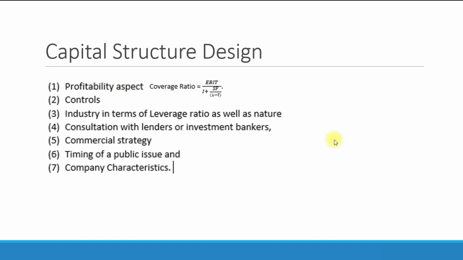The first consideration for profitability is the EBIT-EPS analysis, which we have discussed earlier. EPS, as explained, shows the value of the firm in terms of earnings from one share at different levels of EBIT, or earnings before interest and tax. Another aspect is the coverage ratio, given by this equation: EBIT divided by I plus SF/(1 minus T). Like EBIT-EPS analysis, the coverage ratio can be found out for various levels of EBIT.